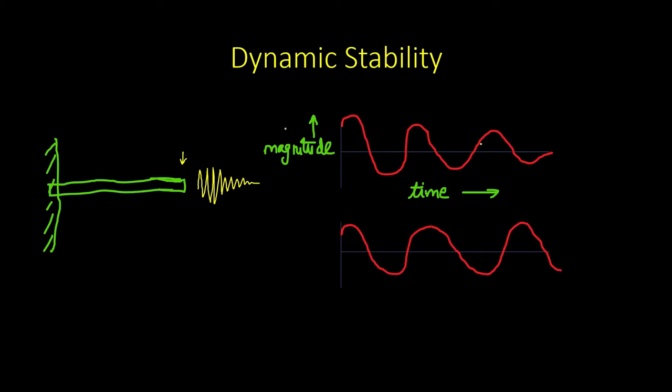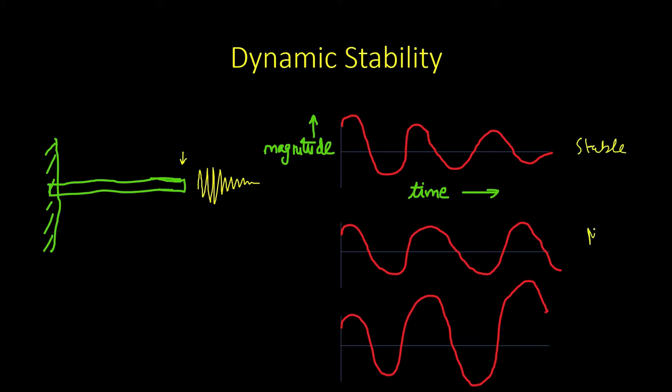Another case could be that I have applied the force and it keeps on vibrating, and the magnitude neither dies down nor increases. So this is a dynamically neutral system. And a third case could be that I have applied some force and over time the magnitude of this vibration keeps on increasing. Now if this magnitude keeps on increasing, then this is a dynamically unstable system. So this is a dynamically stable system, this is a neutral system, and this is an unstable system.